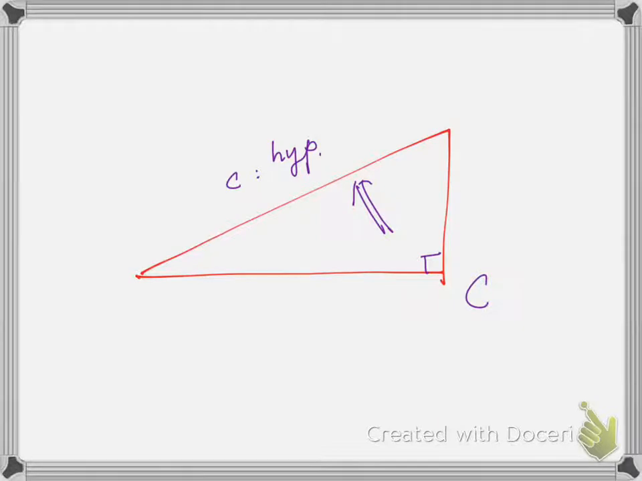Our triangle. For letters A and B, the order doesn't matter. So if you choose this angle to be angle A, then the opposite side of angle A will use lowercase a. So that's the A side of the right triangle. The length of this vertical side is lowercase a.